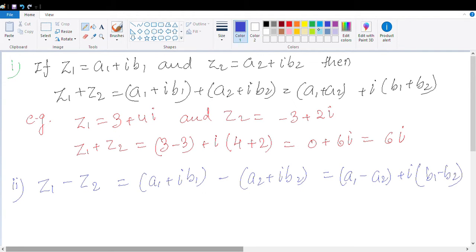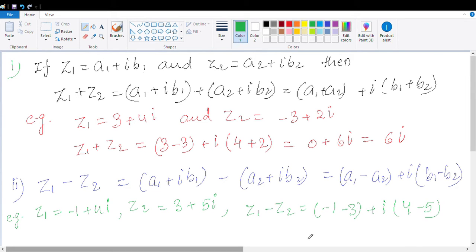For example, let's take a different number here. This is the example for you: z1 is equal to minus 1 plus 4i and z2 equal to 3 plus 5i. Then z1 minus z2 will be equal to minus 1, that is a1, minus 3 plus i times 4 minus 5, that is minus 4 minus i. So like this you can add or subtract two complex numbers.